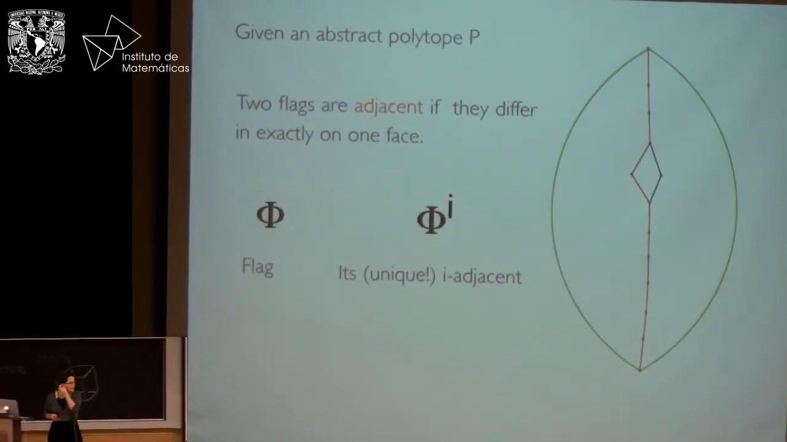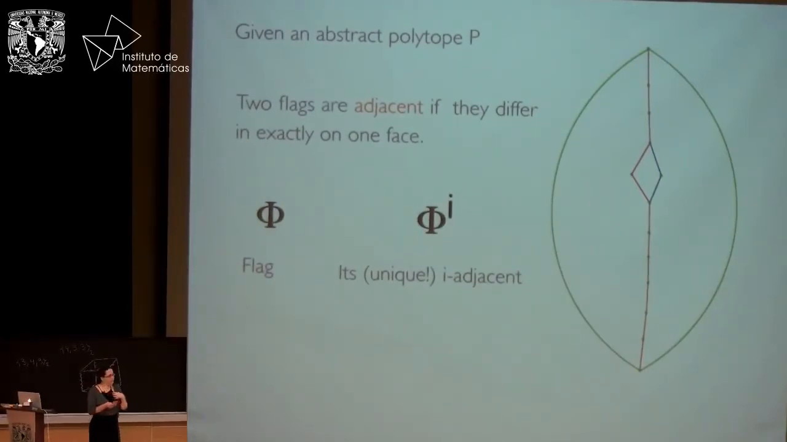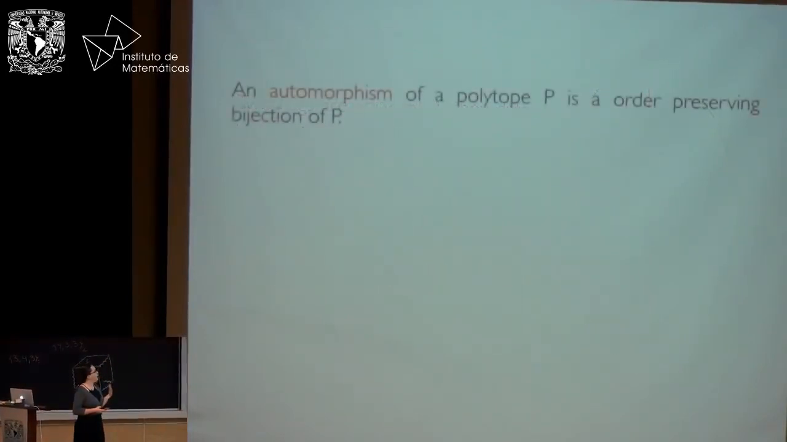And then what I can say is that a reflection, well, first, an automorphism is a bijection that preserves the order.